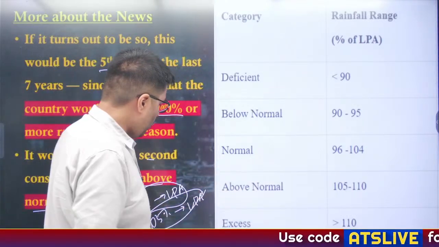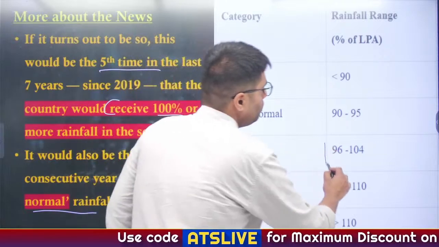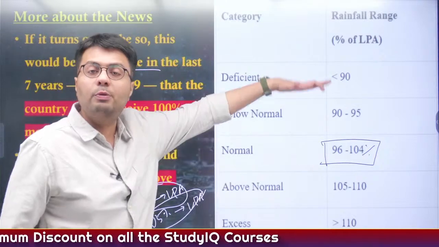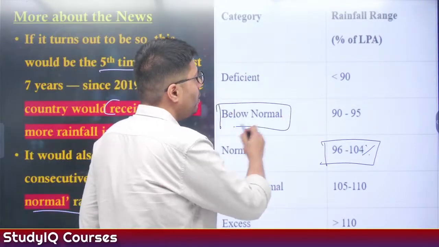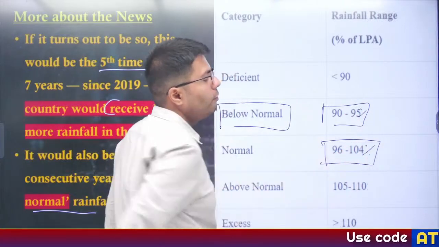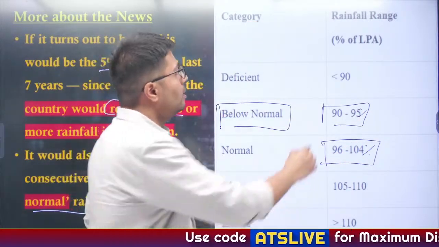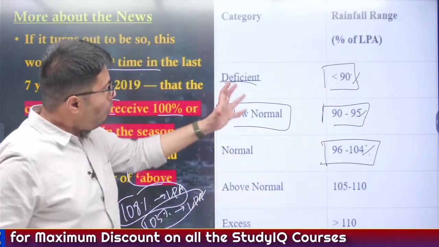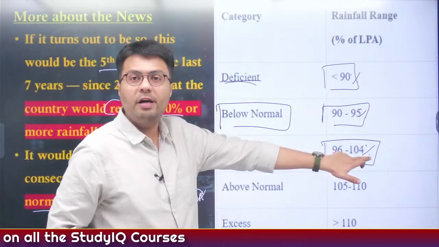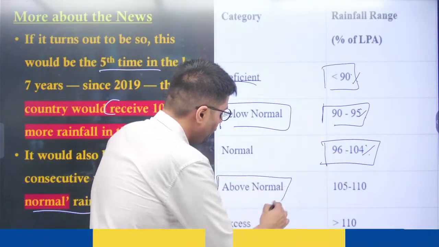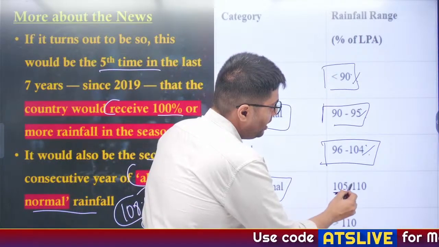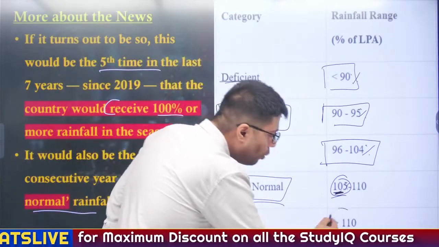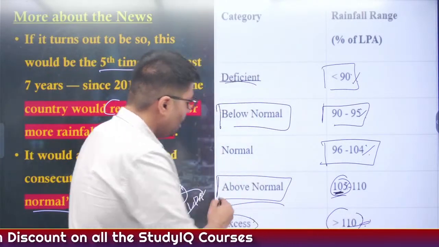It states that the normal level of rainfall is when the rainfall is between 96 to 104% of long period average. If it is less than 96% of long period average, it is called below normal rainfall, which is between 90 to 95% of long period average. And if it is even below that, less than 90%, then it is called deficient rainfall. Now, opposite of normal rainfall, if it is more than 104% of long period average, it means the rainfall will be above normal. So when IMD has said that it will be 105% of long period average, this means above normal rainfall. Similarly, if it is beyond 110%, then it means India will witness excess rainfall.